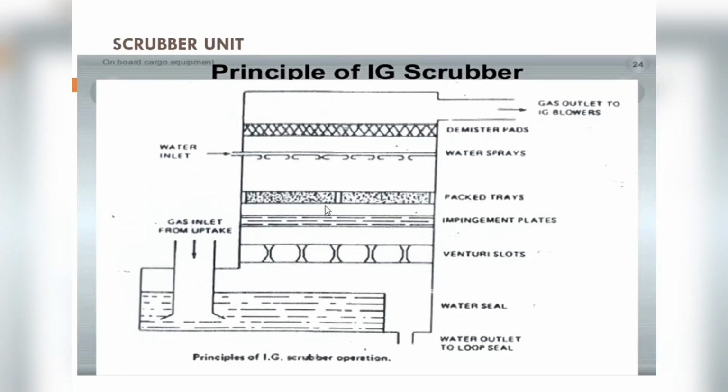After cooling, it passes to the pack tray where all the toxic gases, toxic elements, sulfur dioxide, NOx and SOx are removed. But as the gases come in contact with the water, the moisture level of the gas increases. So to remove the moisture, the gases pass through the demister, where the demister absorbs all the moisture from the gas, and it comes out from the scrubber tower and is sucked by the IG blowers.